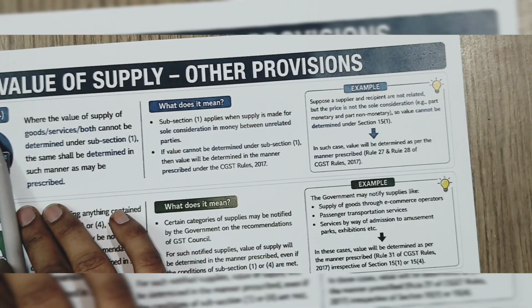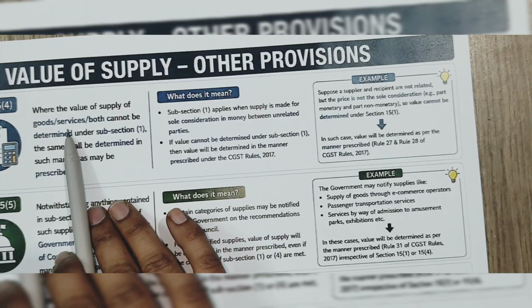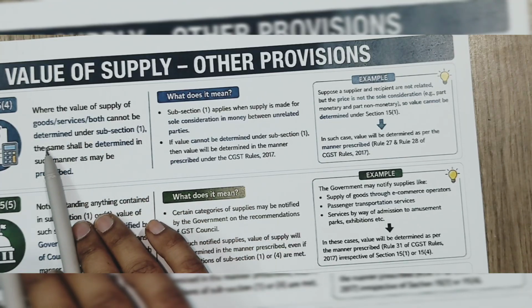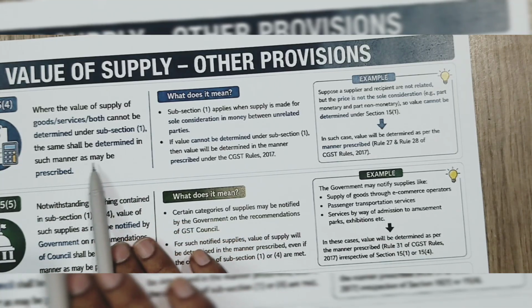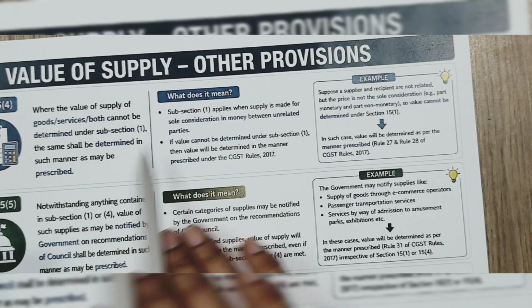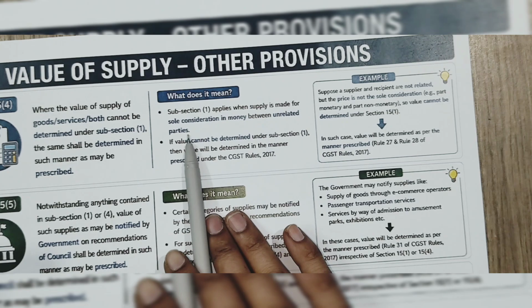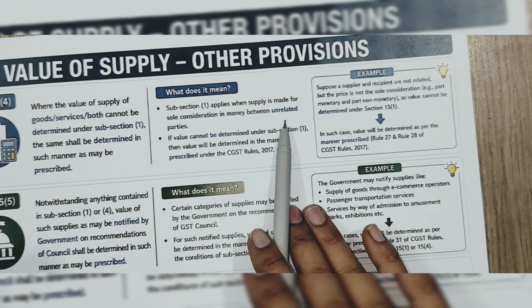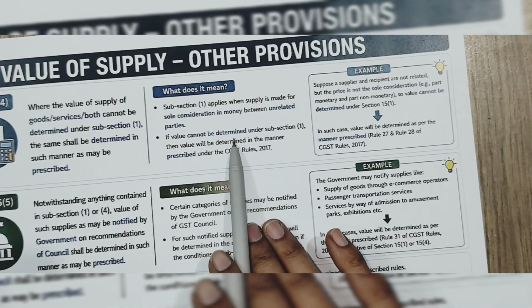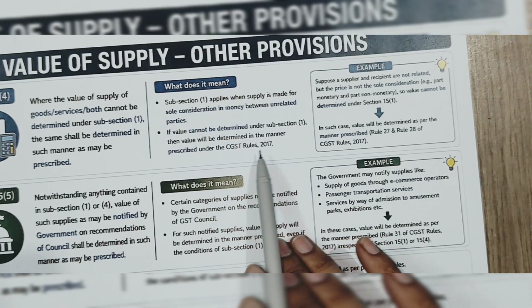So, other provisions. We have section 15, subsection 4. Now, here, the value of supply of goods, service, or both you cannot determine under subsection 1, and the same shall be determined in such a manner as may be prescribed. As may be prescribed means, under section 15(1), if you made any sole consideration money between unrelated persons, again it is repeating section 15(1), right? The value cannot be determined under subsection 1, then value will be determined in the prescribed manner as per the CGST Rules 2017.